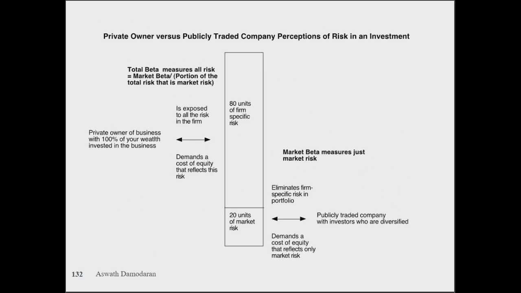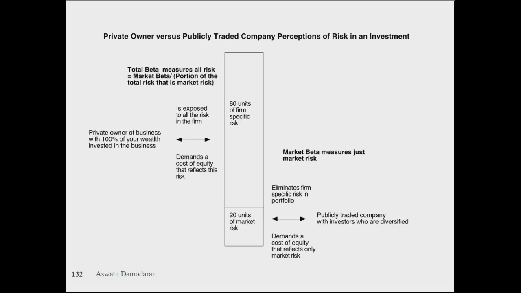So here's where I'm going to bring in the fact that you're not diversified. Let's think about this as an algebra problem. Let's suppose you have a company with 100 units of risk. Some of it is market risk and some of it is firm specific. So there are 20 units of market risk, 80 units of firm specific. If this is a publicly traded company, what's my argument? You can diversify away the 80 units of risk. All I'm going to focus on is the 20 units of risk. So the market beta captures these 20 units of risk.